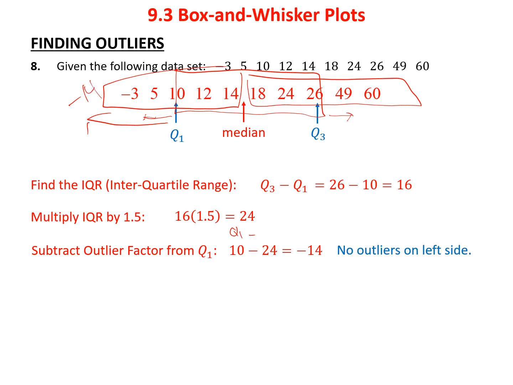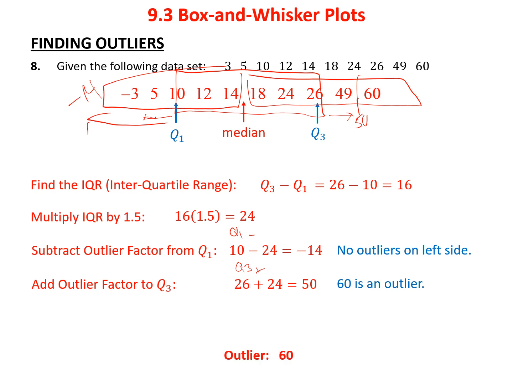Notice that on the left side, there are no outliers. All the data is within an acceptable range. When we go to the other side, now we're going to add. 26 is my Q3, and now I'm going to add the 24, which comes out to 50. Now you notice there is one number bigger than 50. That's 60. So the number 60 would be considered an outlier in this problem.